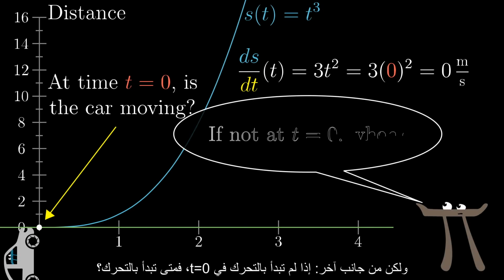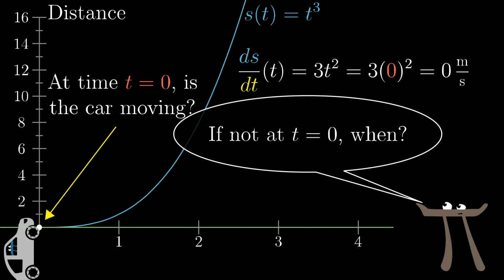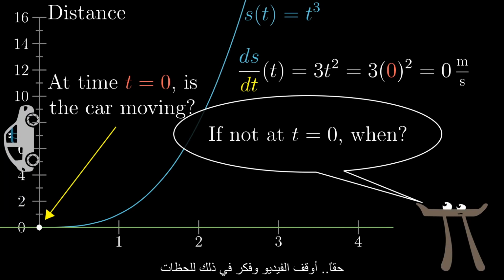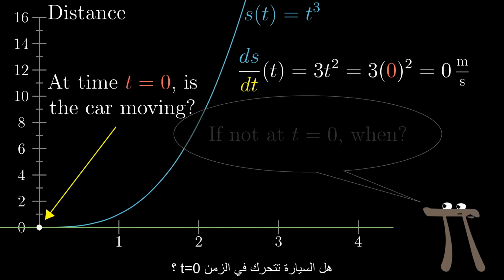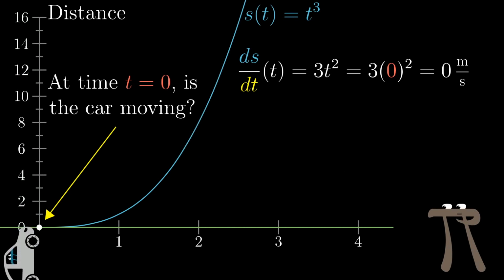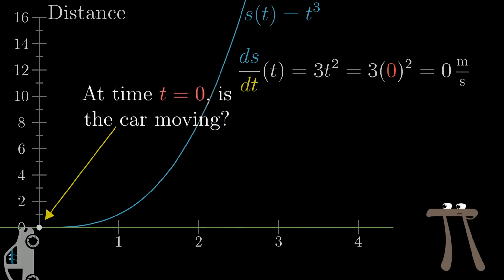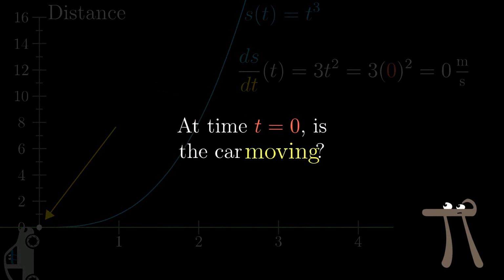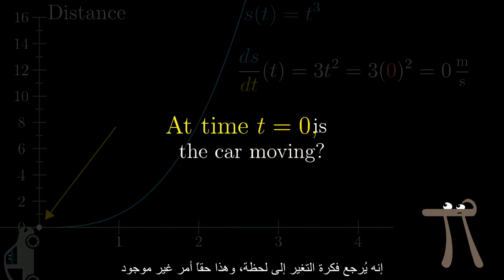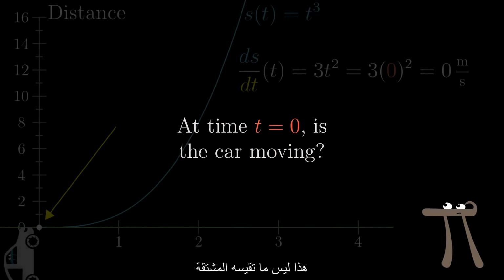But on the other hand, if it doesn't start moving at time 0, when does it start moving? Really, pause and ponder that for a moment. Is the car moving at time t equals 0? Do you see the paradox? The issue is that the question makes no sense. It references the idea of change in a moment, but that doesn't actually exist. That's just not what the derivative measures.